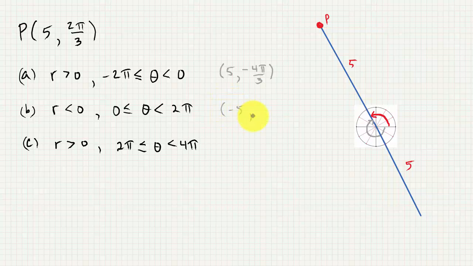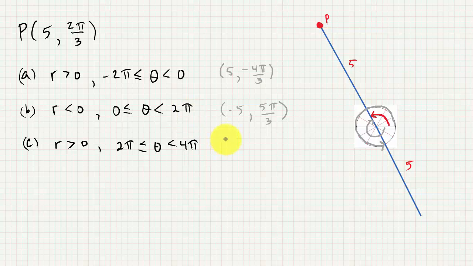But then we need the angle that drops us down to here. And they want it to be between 0 and 2π. So we're going to come around the circle this way, all the way to that terminal ray. And that's 1, 2, 3, 4, 5π over 3. So that will be our representation of point P with these conditions.